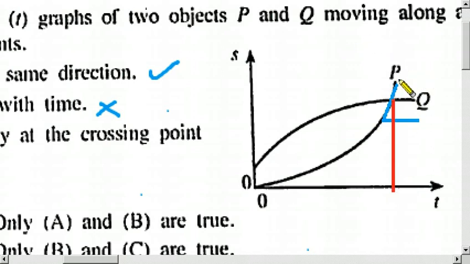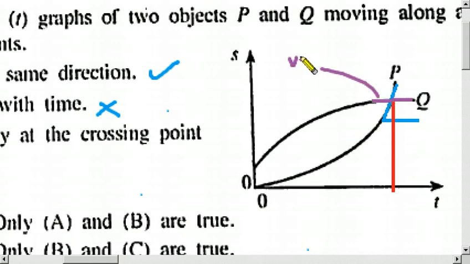The tangent should be distributed at both sides. The midpoint of the tangent should be at the time axis at that point. So the gradient of this graph Q is this one. So it is almost zero. It is almost level with the x-axis. So the gradient is almost zero.